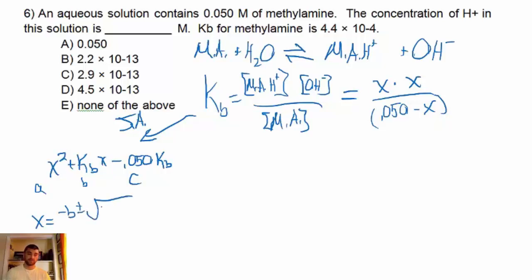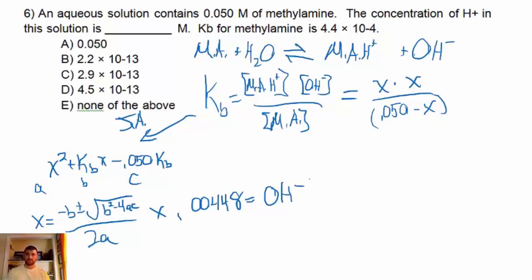Negative b plus or minus square root of b squared minus 4ac all over 2a. And I'm going to get one x value that makes sense. And it is going to be 0.00448. Right? So that is my concentration of OH minus. That's not quite what they wanted. They wanted the concentration of H plus. So now we're going to have to do a little math.